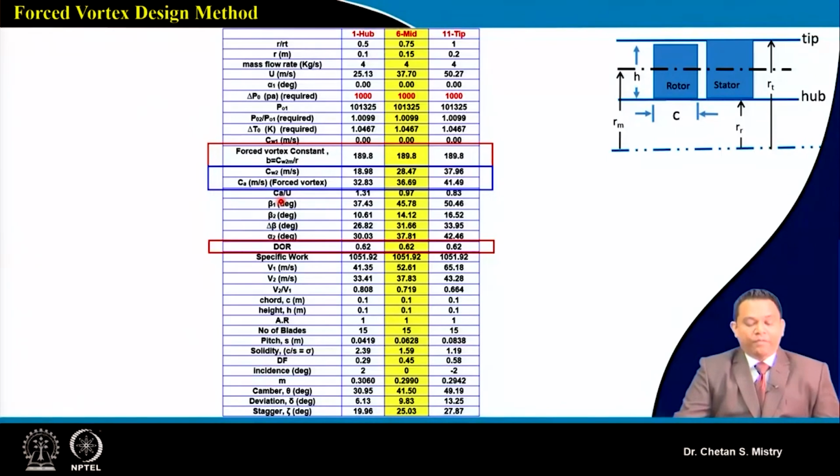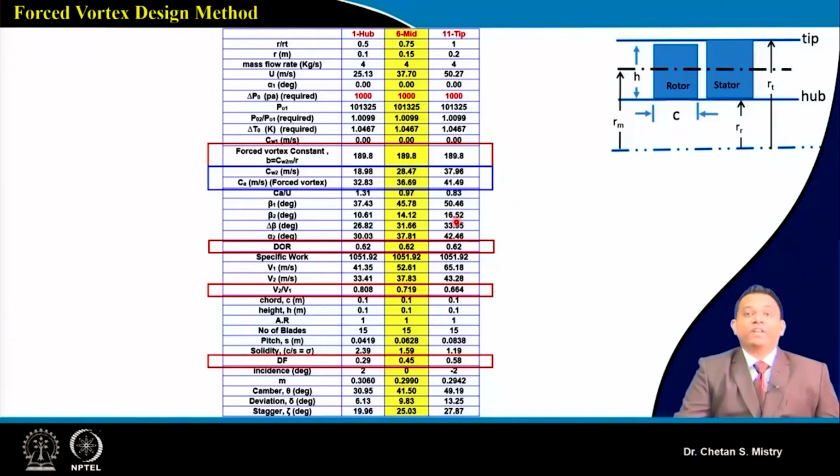Okay, we can target our degree of reaction here. In this case, it is coming to be constant at 0.62. We can say our relative velocity ratio is coming 0.80 and 0.66. If you look carefully, my delta beta near the hub is coming 26.82. That is very low compared to all the designs we have discussed up till now. But at the same time, it is slightly on the higher side towards the tip region.